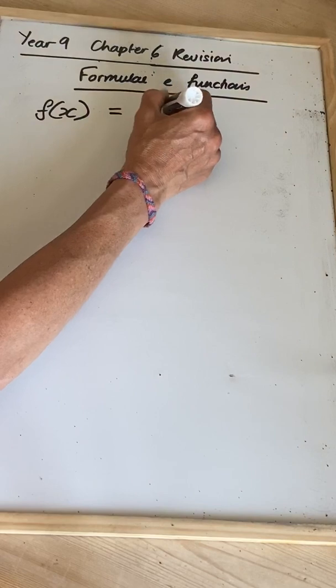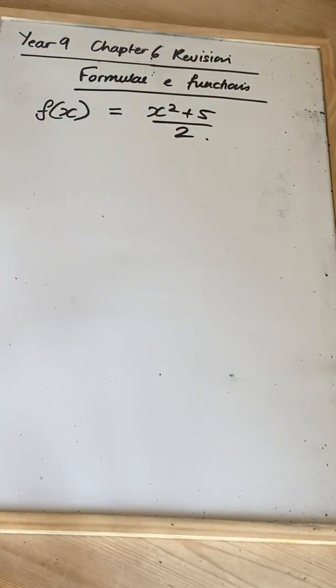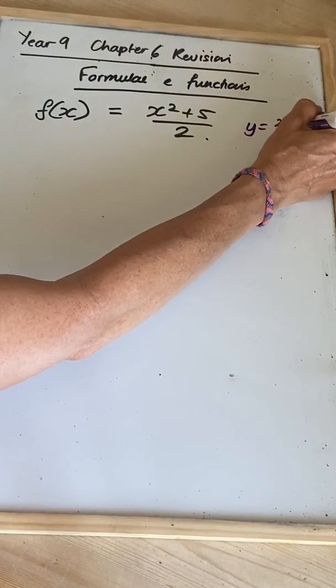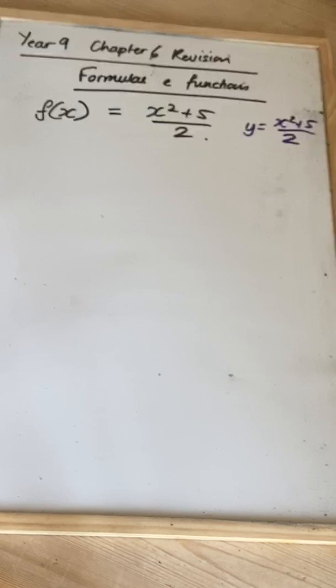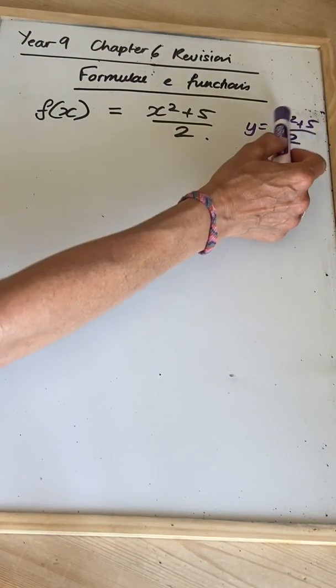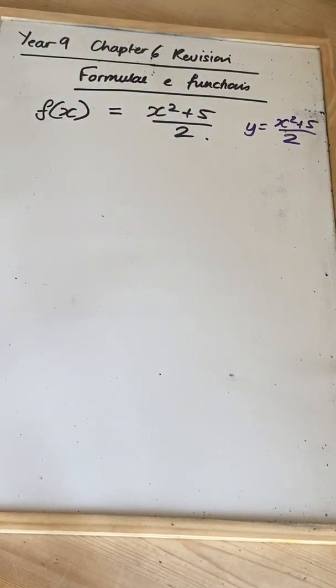I'm just going to make one up here. x squared plus 5 over 2 we will use. So why would we use this format instead of y equals x squared plus 5 over 2? Well, essentially it means exactly the same thing. It means that you are going to put a value in for x, and when you square it, add 5 and divide by 2, you'll end up with your y value.